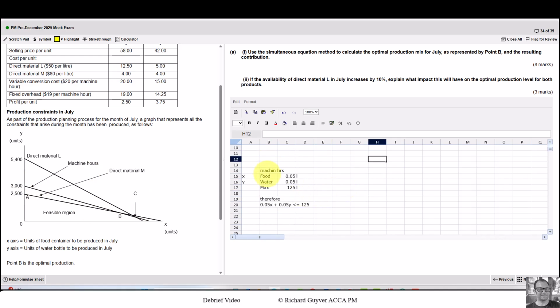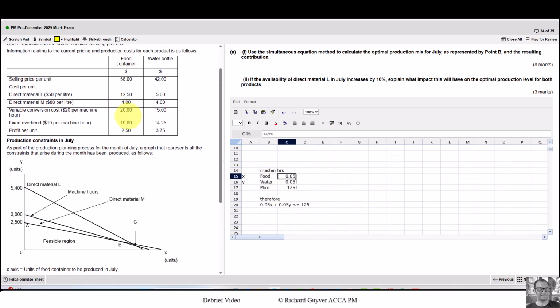And so far I've just copied and pasted above because I'm just going to repurpose everything. So for food, for machine, it costs $20 and there's 20 per machine hour. So this time this becomes 20 over 20. I know I don't need to write it out. And instead of litres, we've got hours.